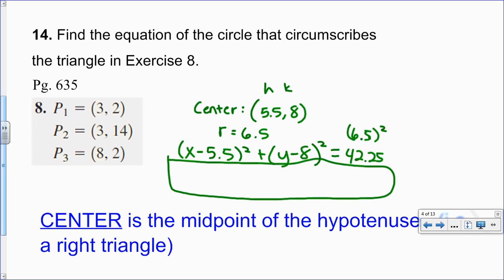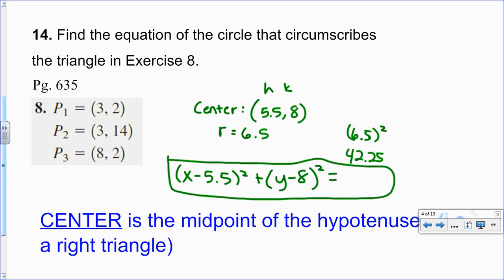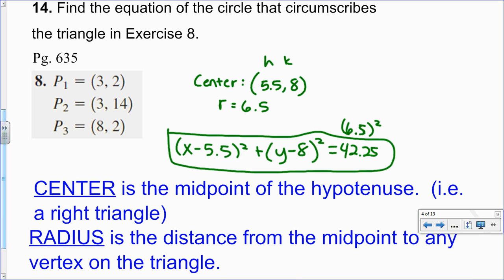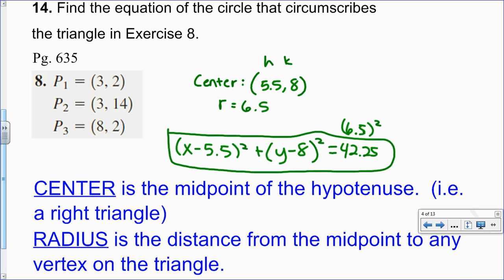So it is a property that the center will be the midpoint of the hypotenuse, and the radius will be the distance from that midpoint to any vertex.